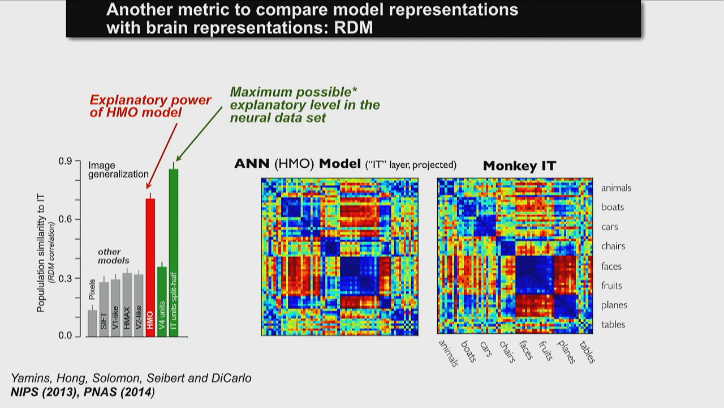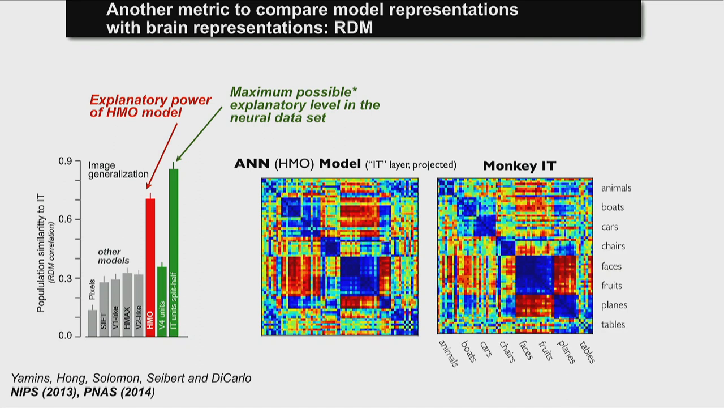And this blocky structure means animals tend to be near other animals, and boats tend to be near other boats, and cars and faces near faces. That block diagonal structure means you're already set up pretty well to do categorization, which is why when you look at those neurons and say, it's kind of a face-like neuron, there's a lot of neurons that are sort of like that. That means that you end up with these block diagonal structures. So that's the categorization information reflected there.